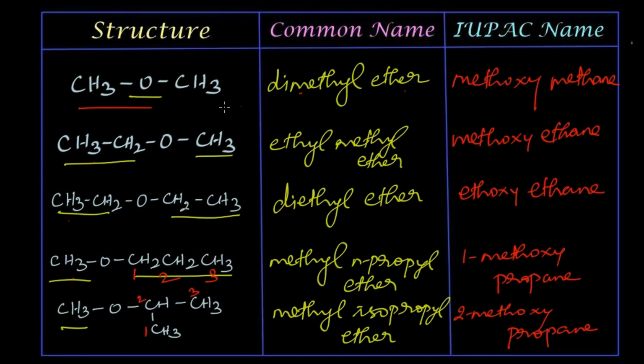Now the IUPAC names. This is methoxymethane, and this is methoxyethane, because the longest chain should be the parent. This is ethoxyethane, and here 1, 2, 3, to the first carbon of the propane, methoxy is attached, so 1-methoxypropane. In the last one, in the second carbon, methoxy is attached, so 2-methoxypropane.